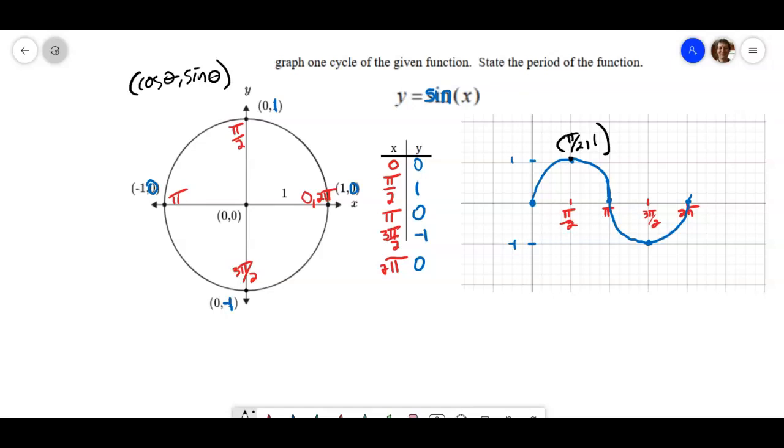So the period is simply 2 pi. This is the common period for sine and cosine, and their reciprocals, secant and cosecant. The common period for tangent and cotangent is pi. Of course, we can change the value of the period if we have a coefficient in front of the x in one of these trig functions. So that is one cycle of the given function.